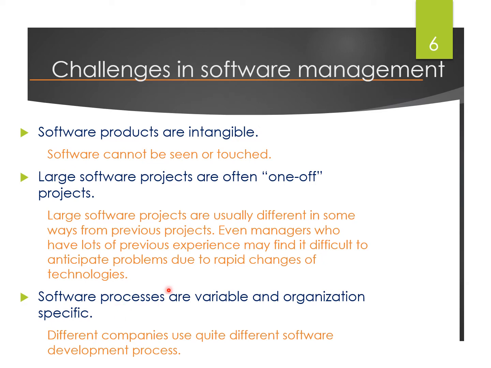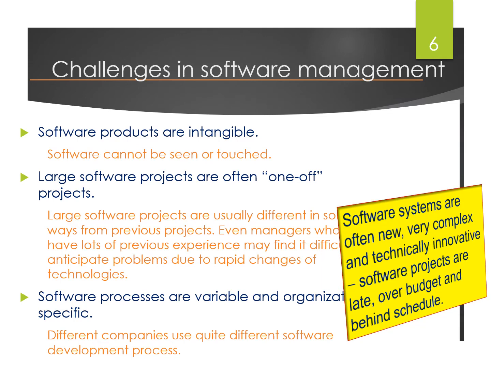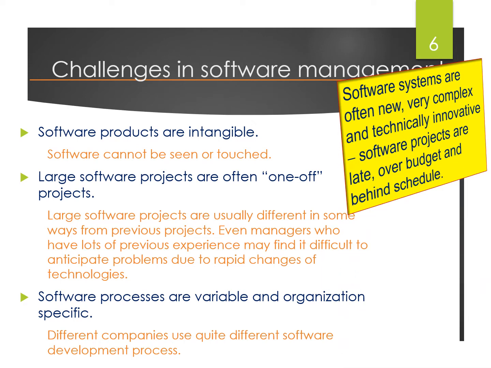Okay, and software processes are variable. Each software process is not the same across different projects, and it is also very specific to the organization. Even though the company is developing a similar system, but for a different customer, sometimes the processes that they follow for project 1 and project 2 are still different. So that's the challenge for the project manager to manage, right? Why does all this happen?